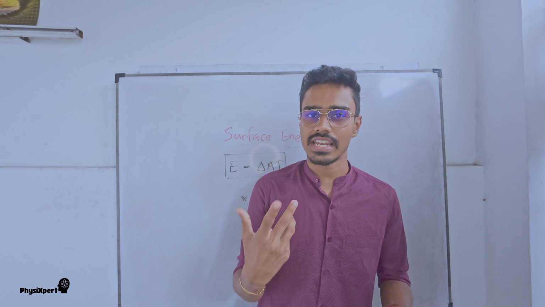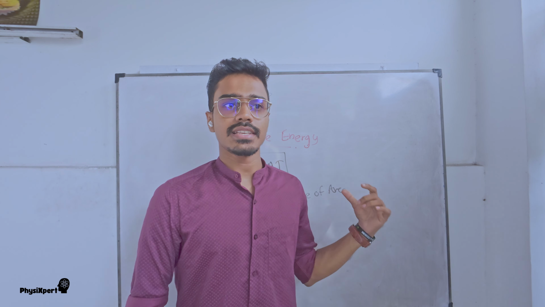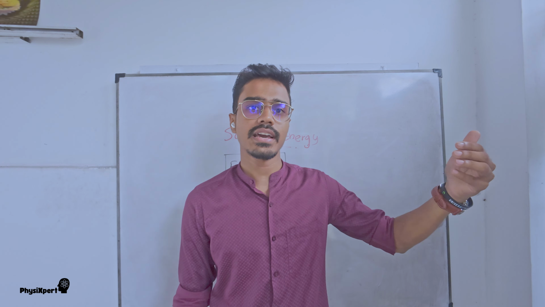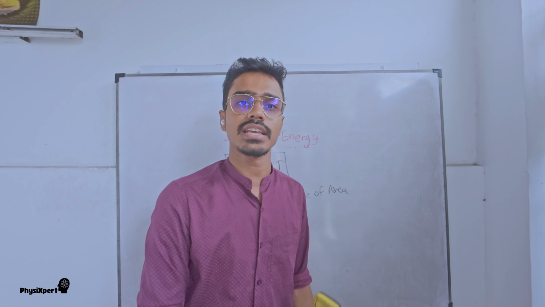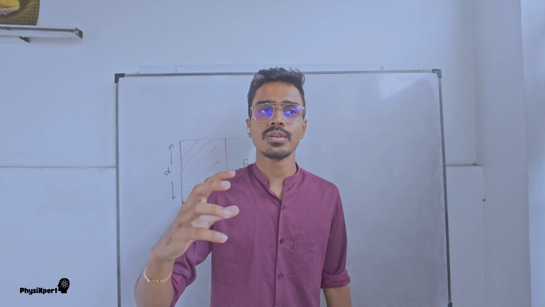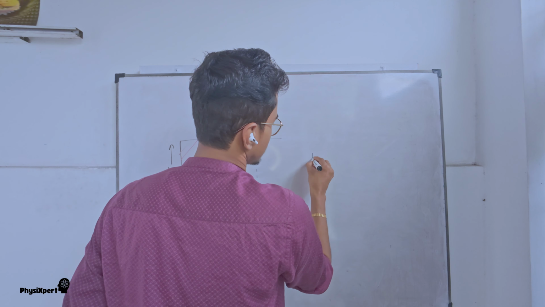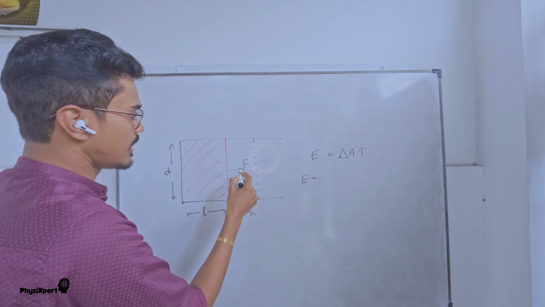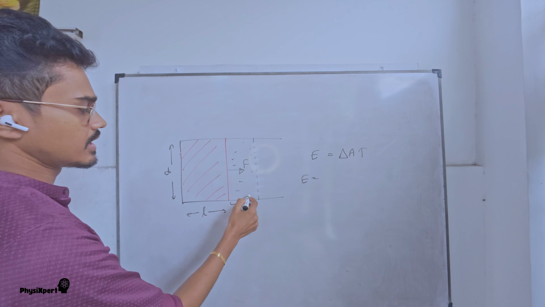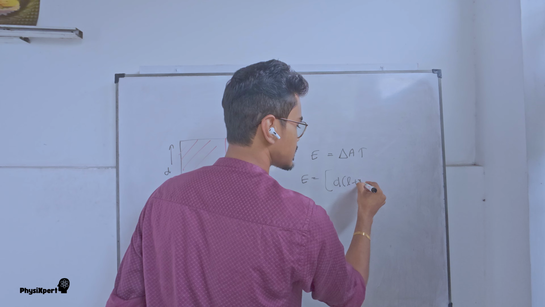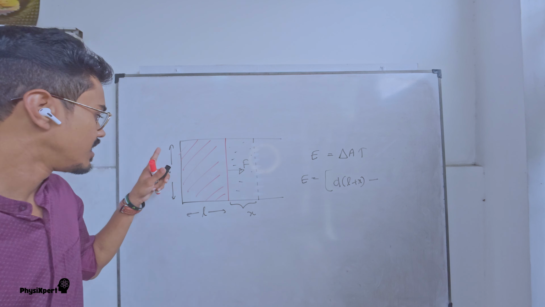This is the equation of surface energy in surface tension: E equals delta A times T, where delta A is the change of area. Change of area is always written as final area minus initial area. Let's see how this equation is used. Let's assume this soap membrane is dragged using a force F, and we are going to determine the work due to surface tension. Apply this equation: E equals delta A T, and the final area will be D times L plus X, minus the initial area D times L.